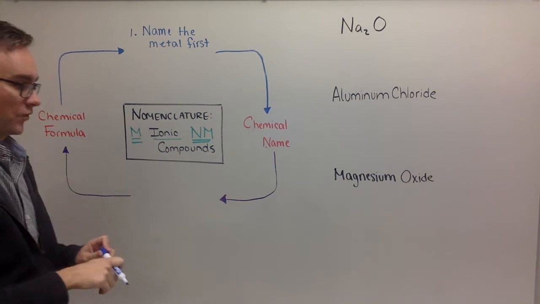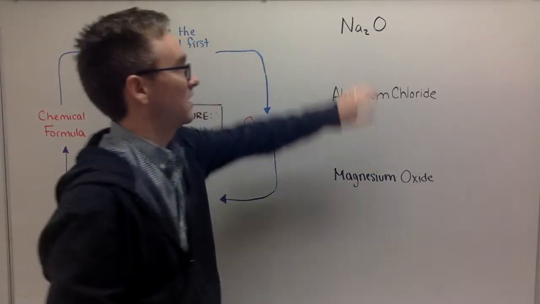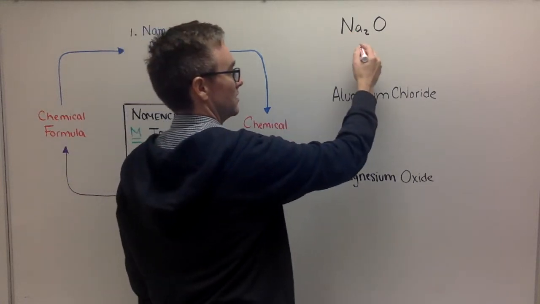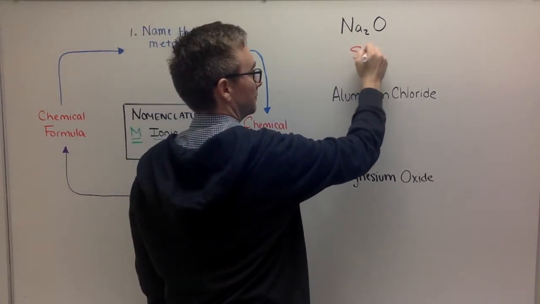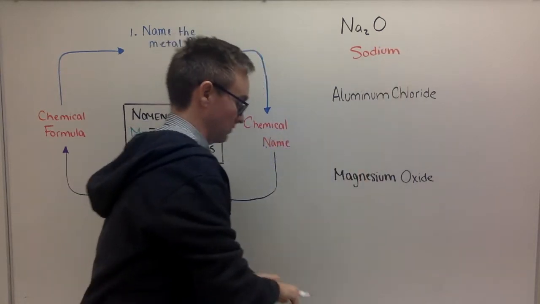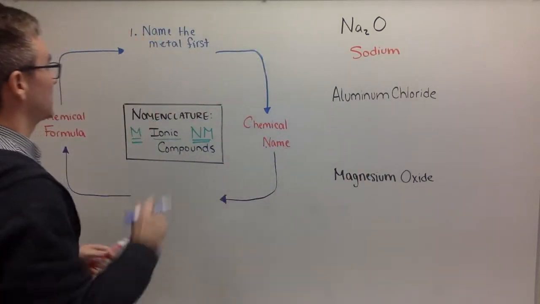So for example here, we'll work through this example. The metal goes first. Na is sodium. The metal always goes first. Good. Nice and easy.